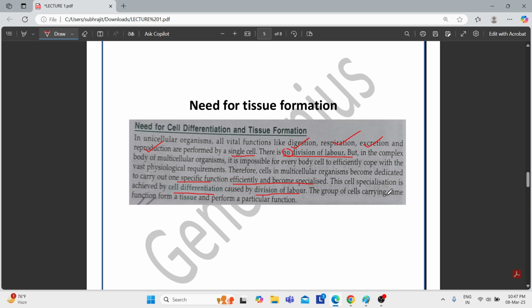A group of cells carrying the same function forms a tissue and performs a particular function. This is the simplest explanation for what a tissue is. I am reading it out: a group of cells carrying out the same function forms a tissue and performs a particular function.